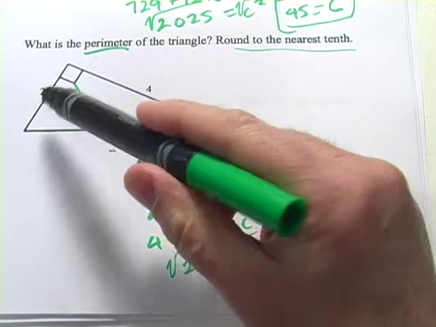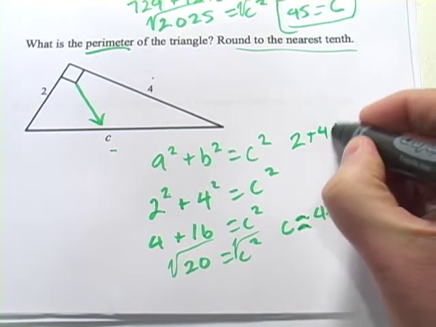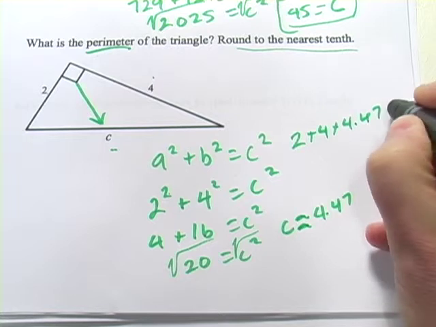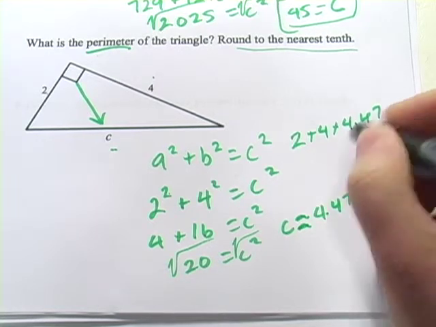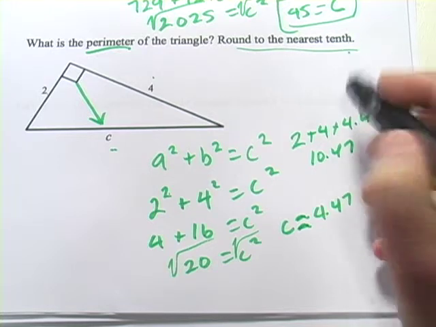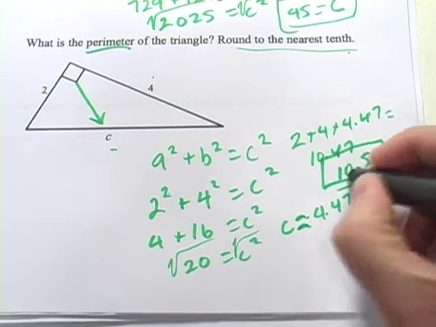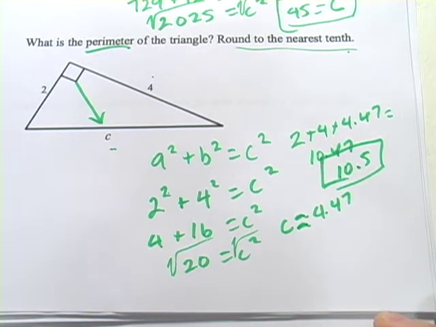Now the perimeter is all these distances added together. So it would be 2 plus 4 plus 4.47. If you add all those together, you would get 10.47. They wanted this rounded to the nearest tenth, so I'm going to call this 10.5. And that is the perimeter of that triangle.